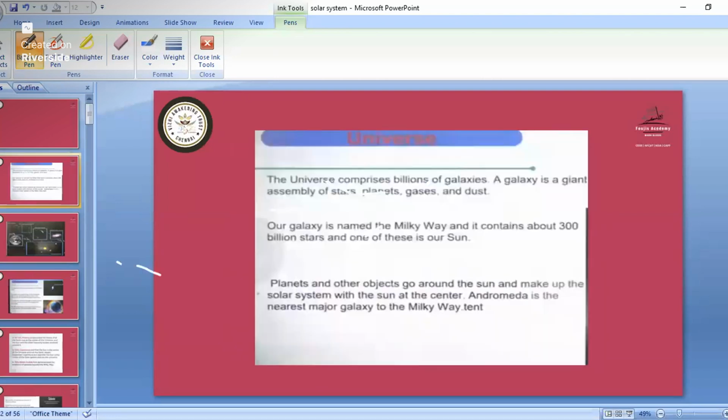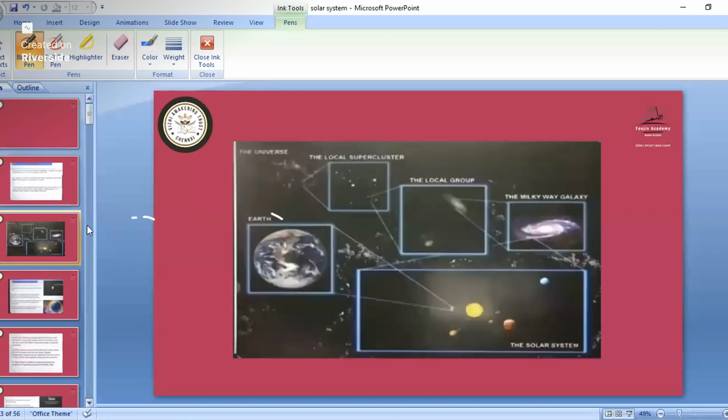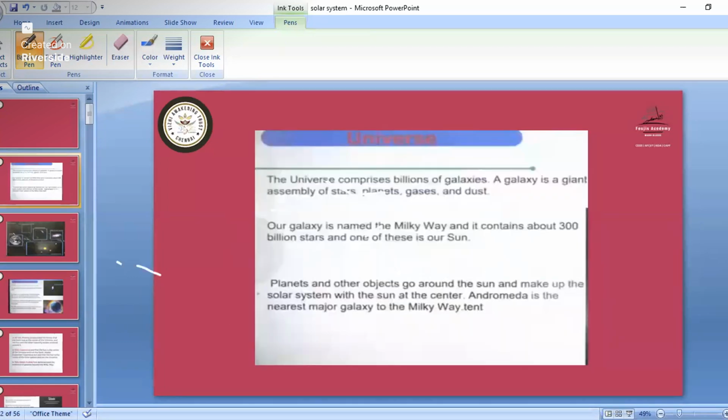So see here, the universe comprises billions of galaxies. A galaxy is a giant assembly of stars, planets, gases, and dust. Our galaxy is named the Milky Way, and it contains about 300 billion stars, and one of those is our sun. So inside the galaxy we have the solar system, and inside the solar system we have the sun. Planets and other objects go around the sun and make up the solar system with the sun at the center.